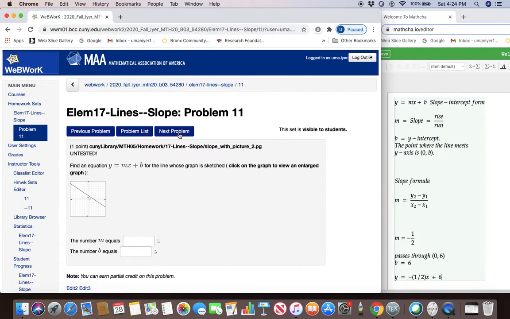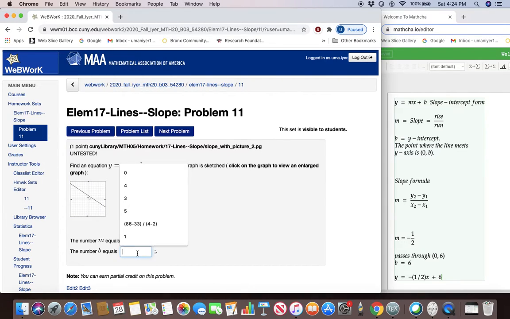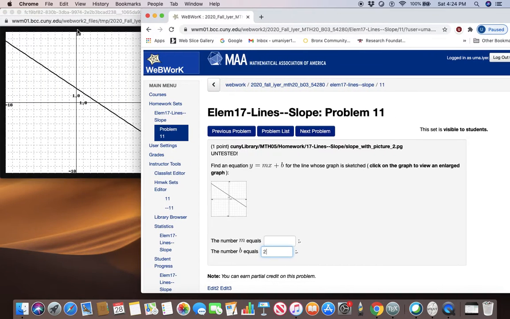Next problem. Okay. Find an equation in the form y equals mx plus b for the line that is sketched here. So they want us to first find the slope and the y-intercept. Y-intercept is easy because if that's 1, that's 2. That's the y-coordinate of the point where the line meets the y-axis. So y-intercept is simply 2.